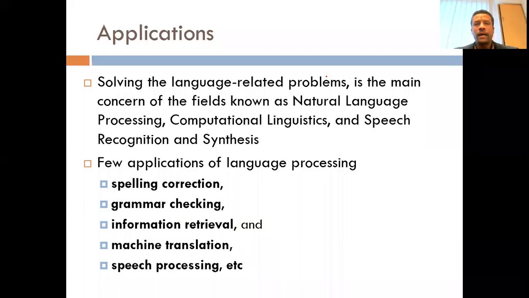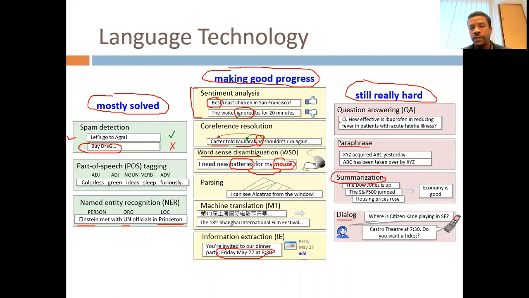Okay, welcome back, class. So we have tried to see the different kind of applications that are being attempted in other languages, especially in English, and also in other languages, which are mostly solved. Some are making progress, and some are still very difficult or hard for computational linguistics or NLP.